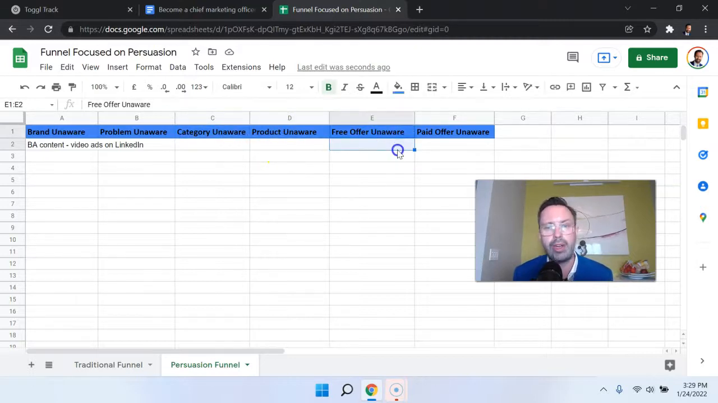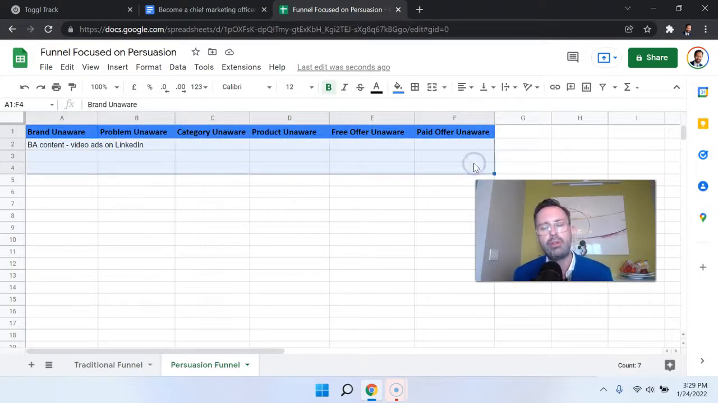Free offer unaware, these are people that are not convinced or do not know that you offer a demo or you offer a $100 incentive to do the demo. And then the paid offer unaware. So the people that either aren't familiar with or aren't convinced that your solution, your paid solution is the best solution for them.